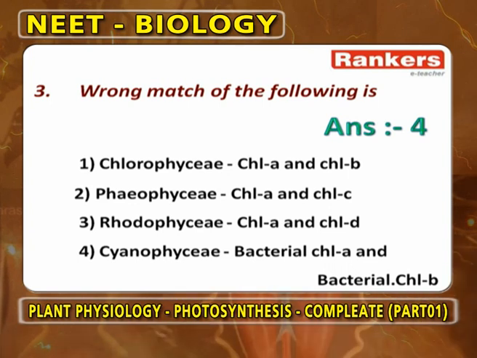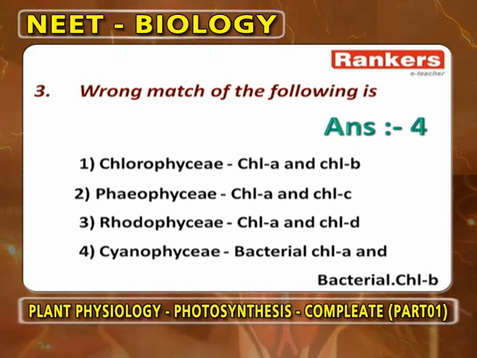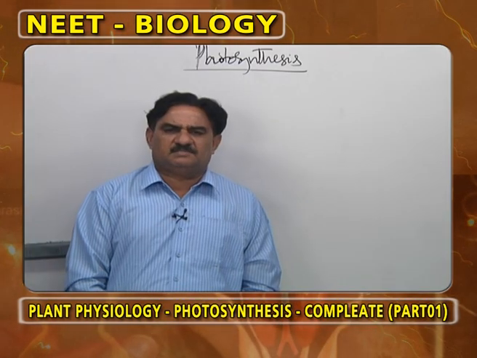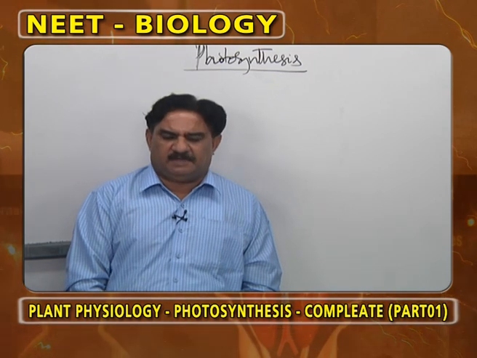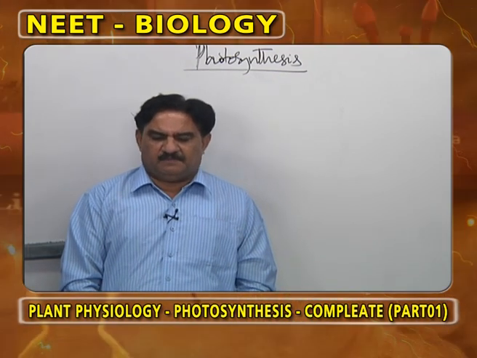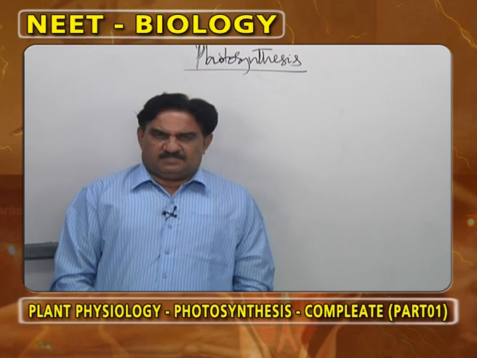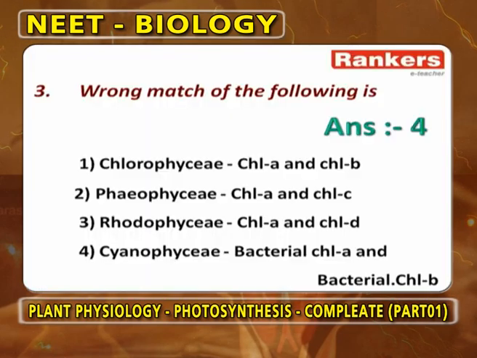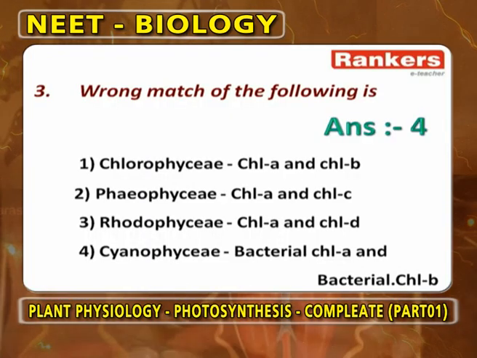Wrong match in the following. Chlorophyceae contain chlorophyll A and chlorophyll B, because chlorophyll A is present in almost all photosynthetic plants except in photosynthetic bacteria. So, chlorophyll A and chlorophyll B. Phaeophyceae show chlorophyll A and chlorophyll C. Chlorophyll A will be the reaction center for any photosynthesis, chlorophyll A and chlorophyll C.